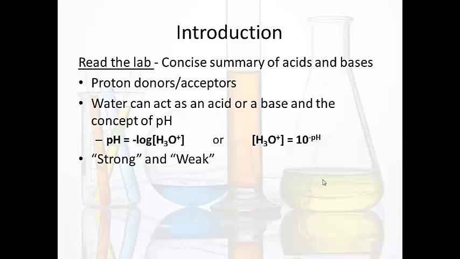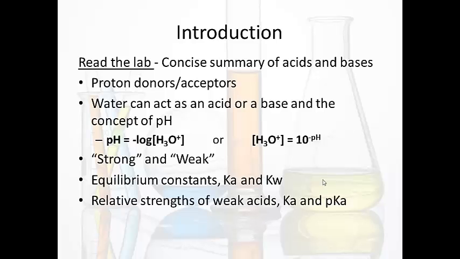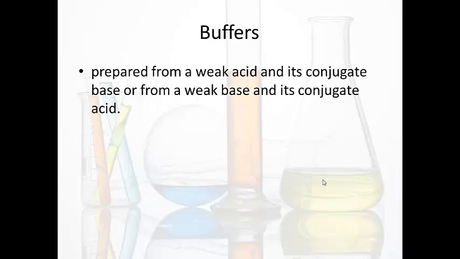It goes over the concept of a strong versus weak acid and base. It goes into depth about equilibrium constants and Kas and Kw in particular, discusses how to determine the relative strengths of weak acids using their Ka or their pKa, talks about what a buffer is and how to make them, as well as titrations. And we're going to go over buffers and titrations separately and a little bit more in depth.